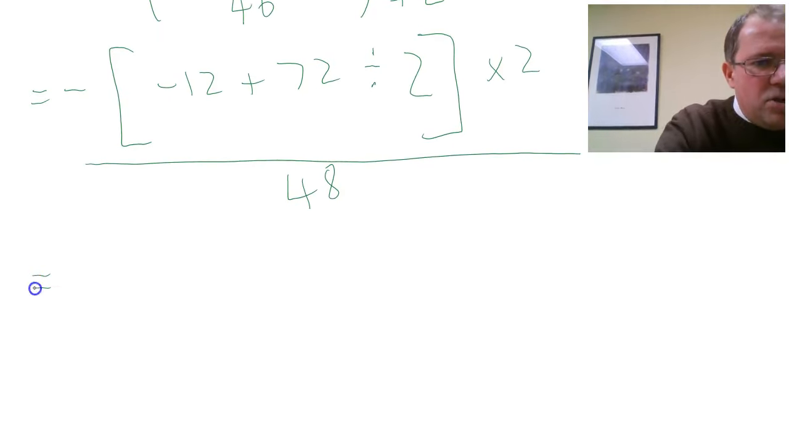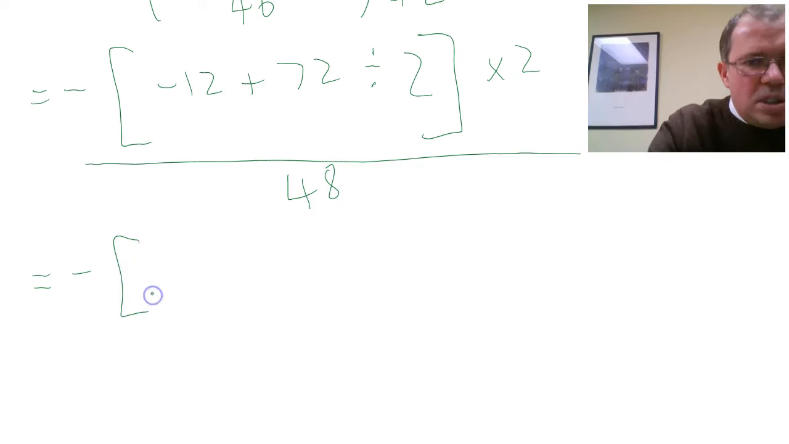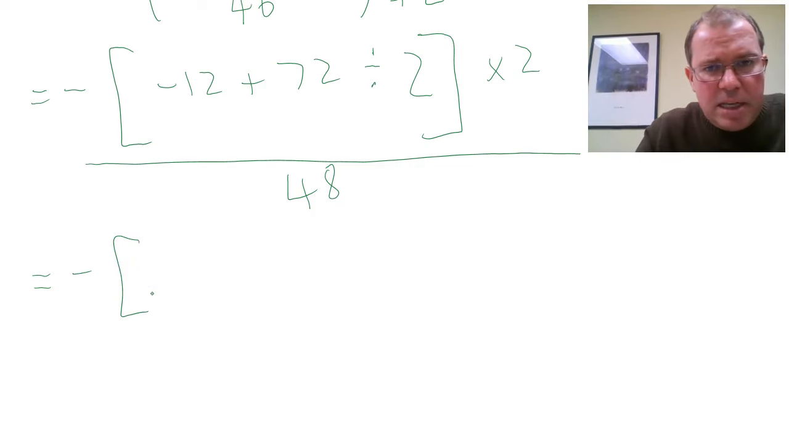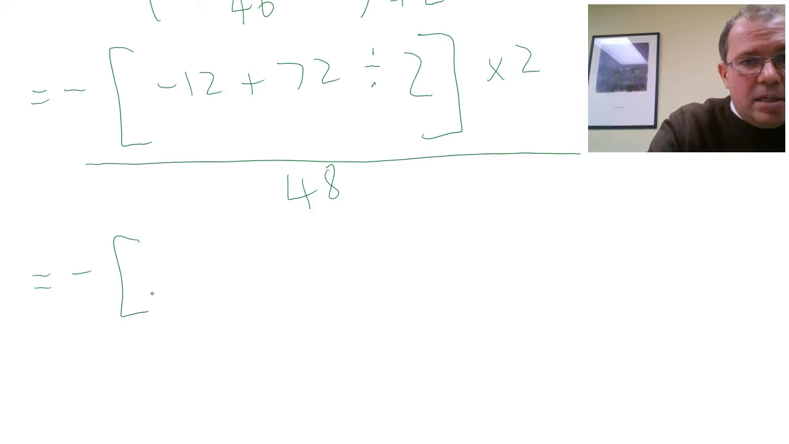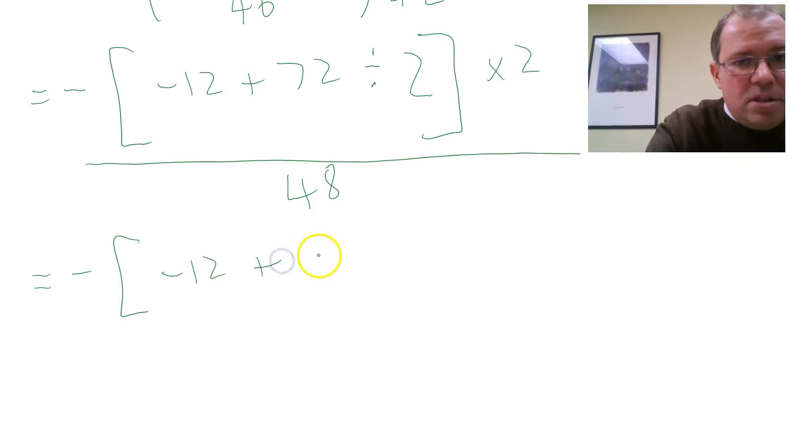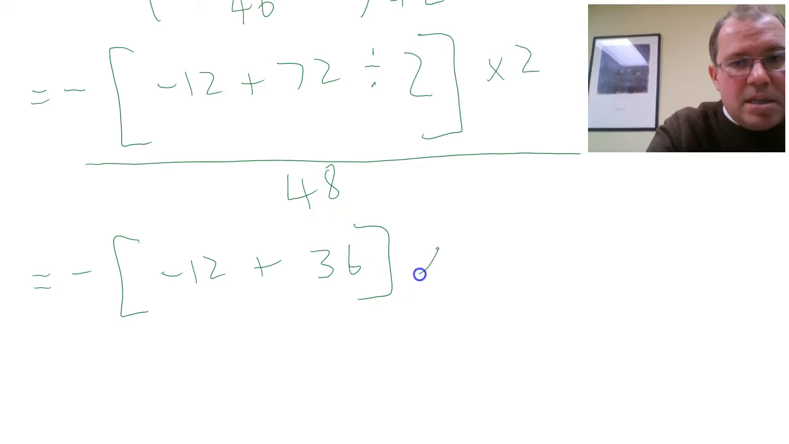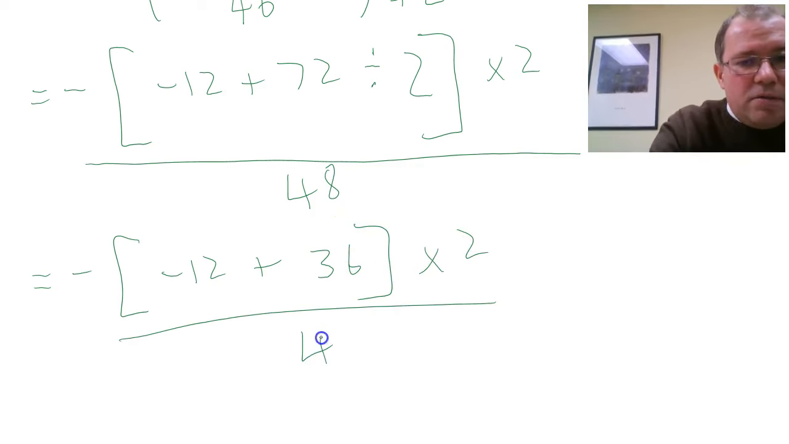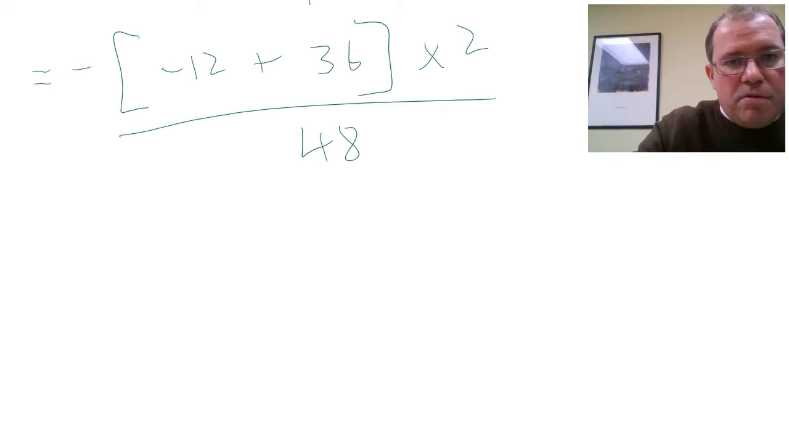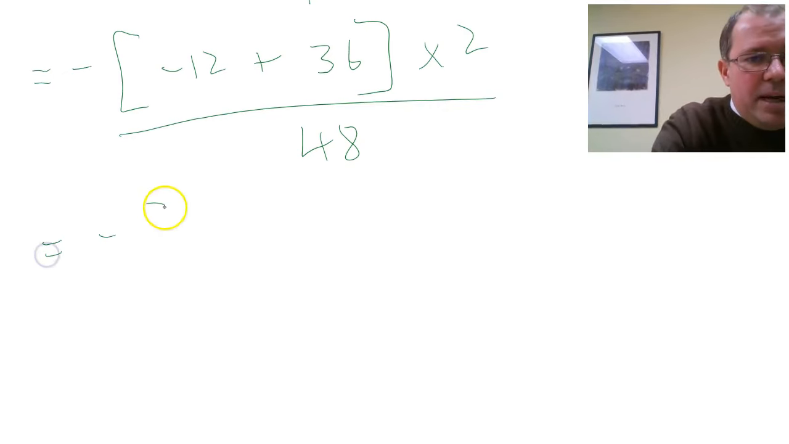So the top one was a bit trickier than the bottom one. More steps. So order of operations says that I have to do the division first. So 72 divided by 2 is 36. Make sure you don't do that minus 12 add 72. You would get it wrong. So minus 12 plus 72 divided by 2 is 36 times by 2, and we know that's over 48. Let's move on. Don't forget to copy down the minus.